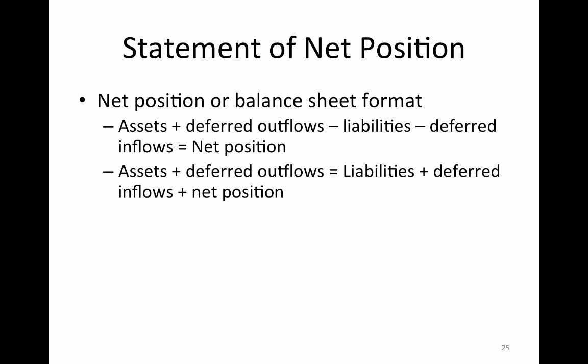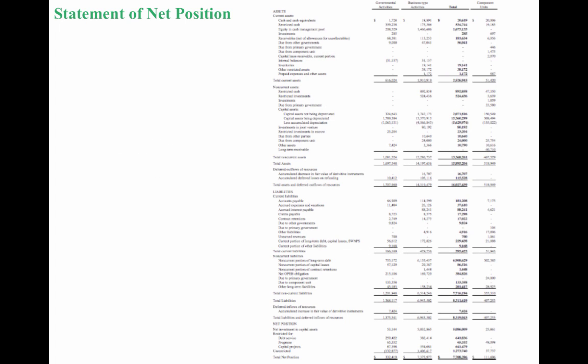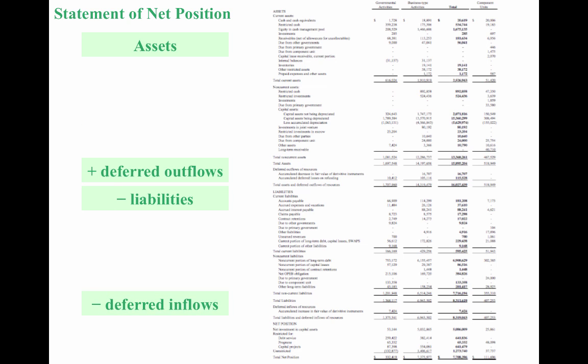Most of the time, you're going to see the statement of net position, as I said in part one of the lecture, in a net position format, but it can be presented in a balance sheet format. This is a net position format, and in fact, it is also a classified format because it separates current assets from non-current assets and current liabilities from non-current liabilities. You see it's in the order of the accounting equation: assets, then deferred outflows, then liabilities, then deferred inflows, and at the bottom is net position.